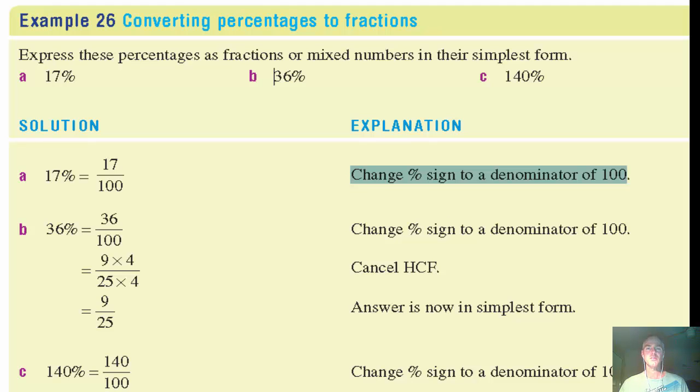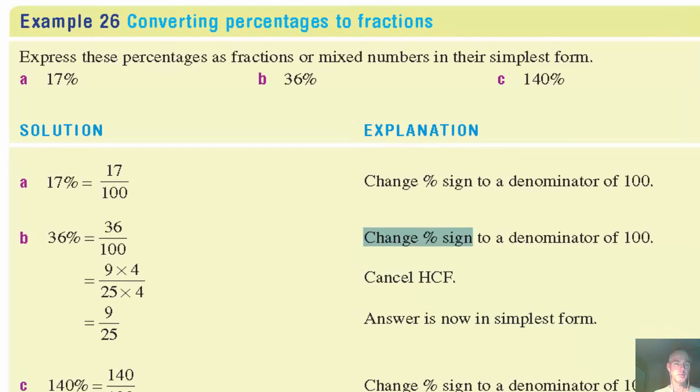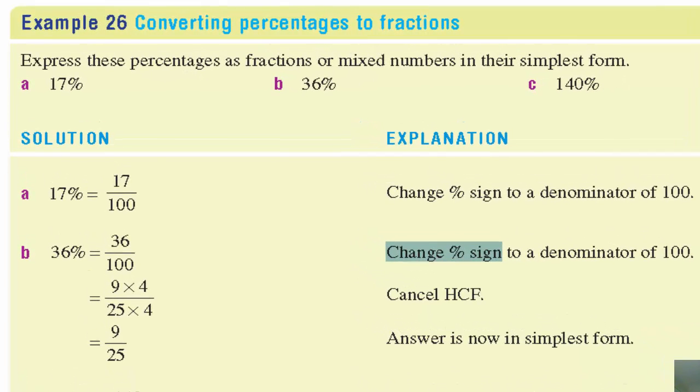Second one here, 36%. Well, change the percent sign to a denominator. That's easy enough. 36 over 100. Then we start looking at, can I simplify that? Well, yes. 4 goes into the top number, 36, and 4 goes into the bottom number, 100. 9 times 4, 25 times 4. Our 4's will cancel each other out, and we're left with 9 over 25 in the simplest form.